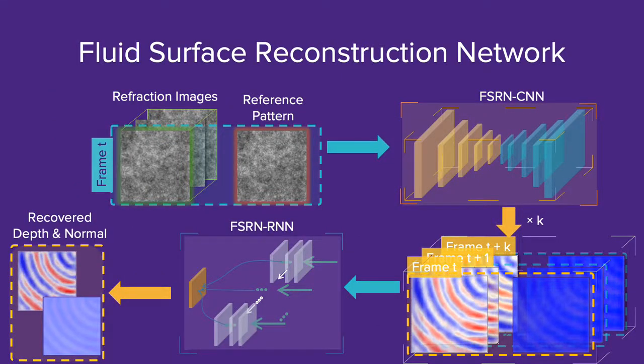Our fluid surface reconstruction network consists of two subnets, an encoder-decoder based convolutional neural network for per frame depth and normal estimation, and a recurrent neural network for enforcing the temporal consistency across multiple frames. Our network requires a two-step training process.